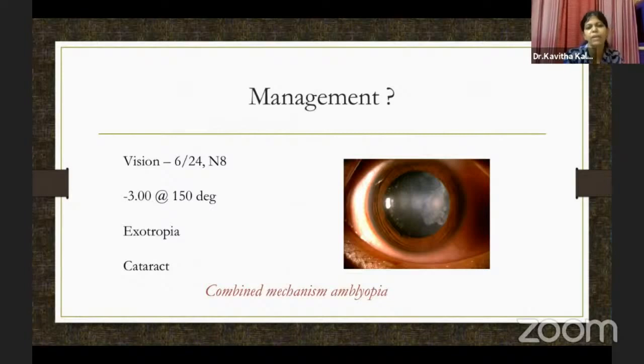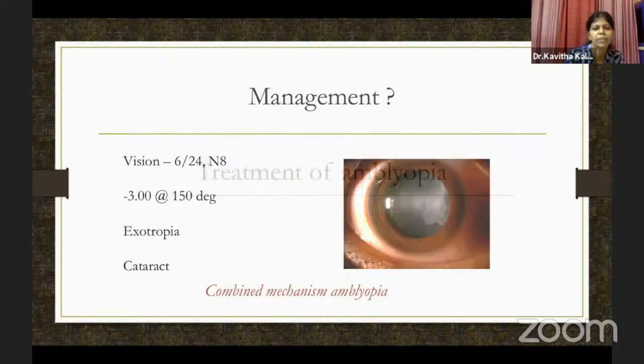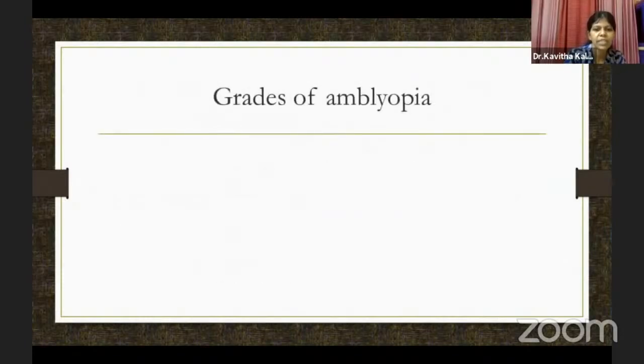So you treat one by one. Since the cataract is not exactly in the center, you can first try correcting the refractive error and do amblyopia treatment. And if vision doesn't improve beyond a certain level, then you plan a cataract surgery and continue amblyopia management. So how do we treat amblyopia?